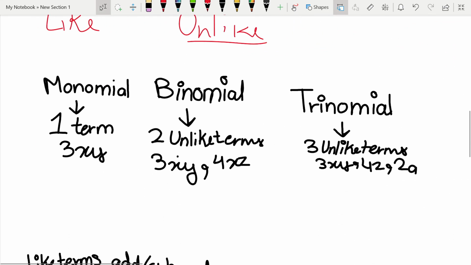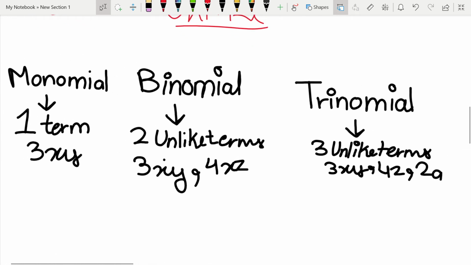We've got three terms that we're going to be facing through this chapter, which is monomial, binomial, and trinomial. Monomial means one term, and that one term can be 3xy, because I took an example of 3xy. Binomial are two unlike terms, okay? So binomial expressions can have two unlike terms. So 3xy and 4xz.